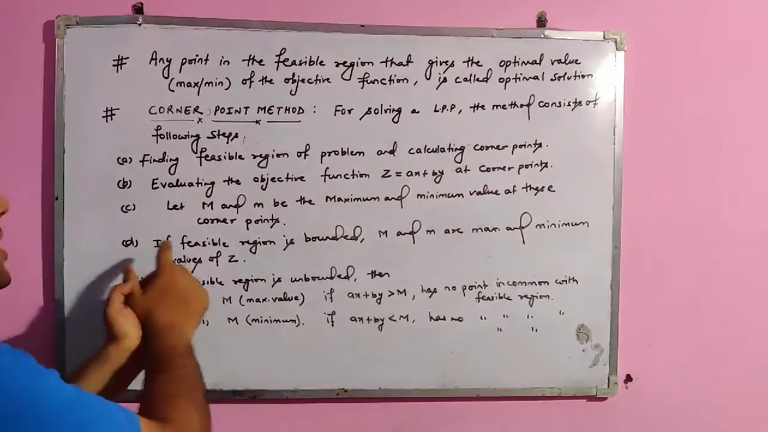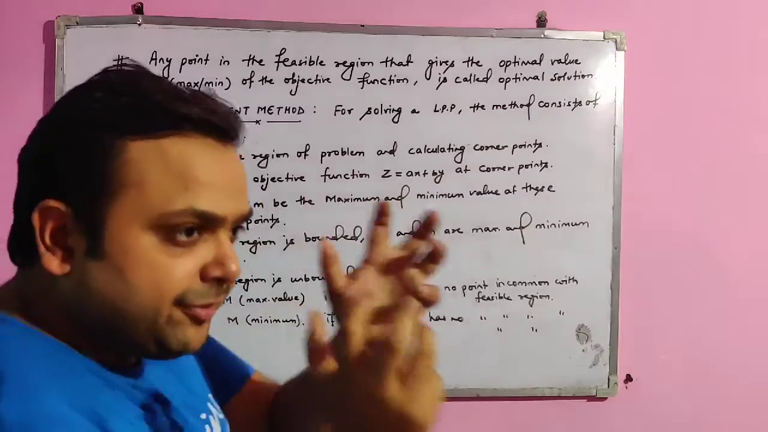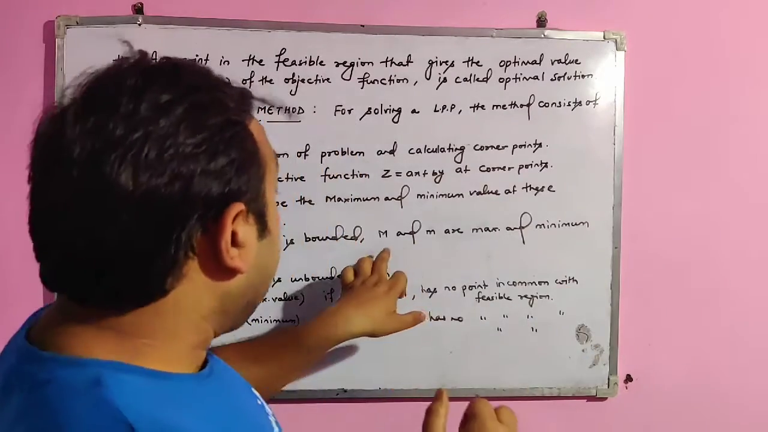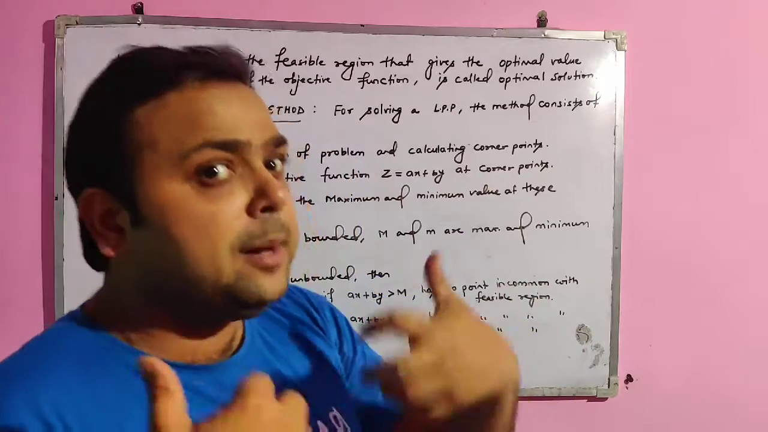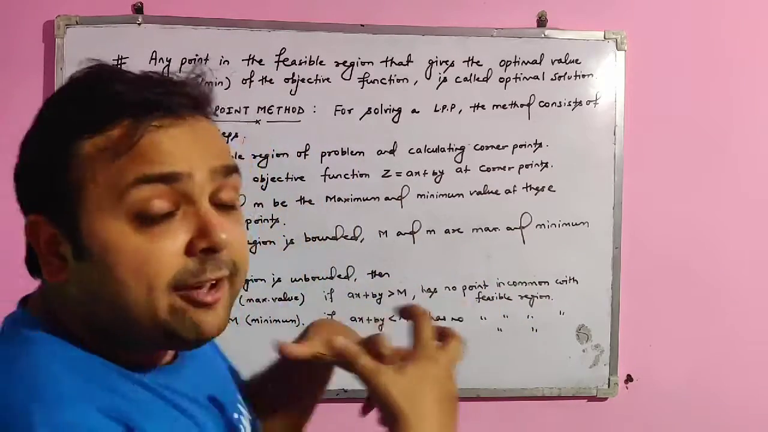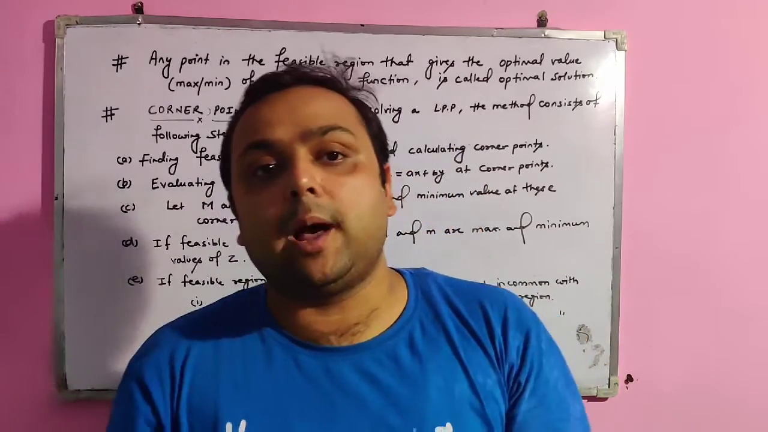Now, if the feasible region is bounded, then capital M is the maximum value and small m is the minimum value. So in this way, we can solve linear programming problems.